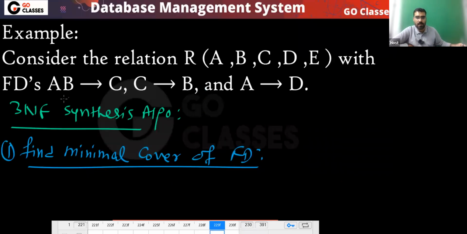Is this B extraneous? Can A determine C? No, A cannot determine C. Can B determine C? It cannot determine C. So I can say there is no extraneous attribute. Is this redundant? Can A determine D? No. Can C determine B? No. Can AB determine C? No. So you can notice this is already a minimal cover. Yes or no? Already minimal cover.